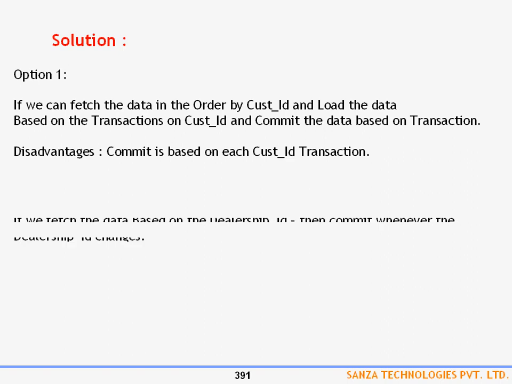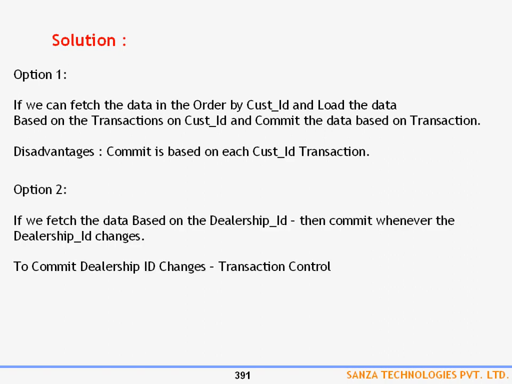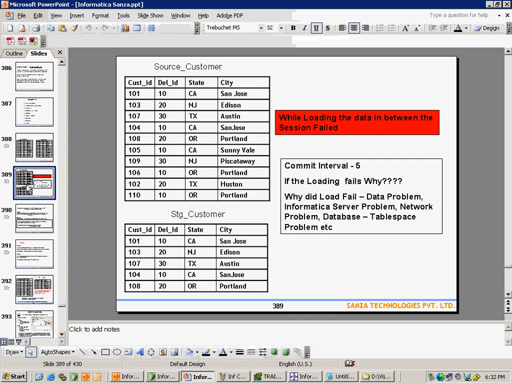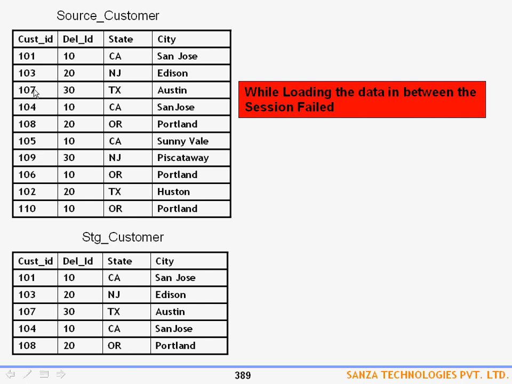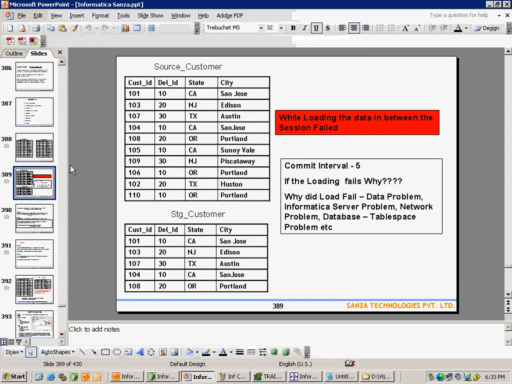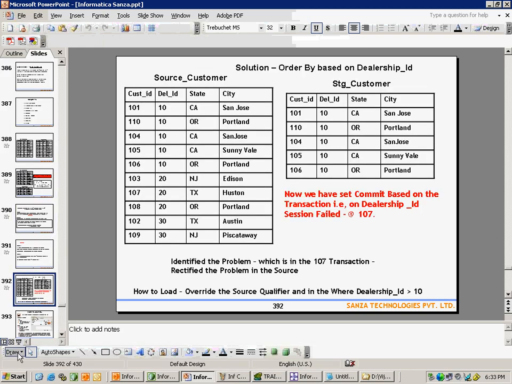Or the second solution: extract the data ordered by dealership ID and commit whenever the dealership ID changes. If you commit on customer ID, every record is a unique customer ID. So rather than that, when I load the data, whenever the dealership ID changes, I will commit it. That is what is called transaction control.